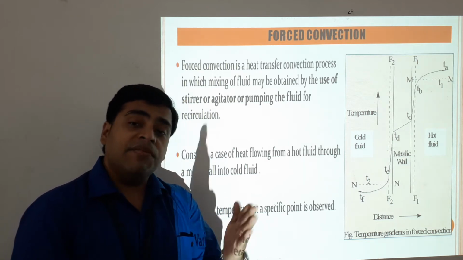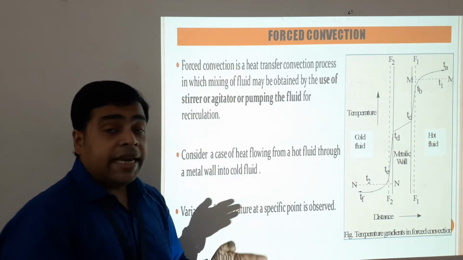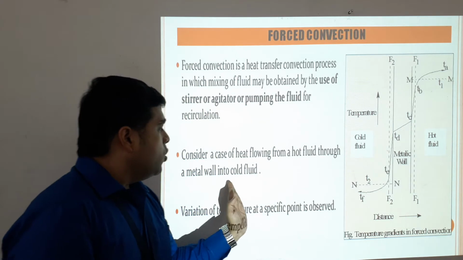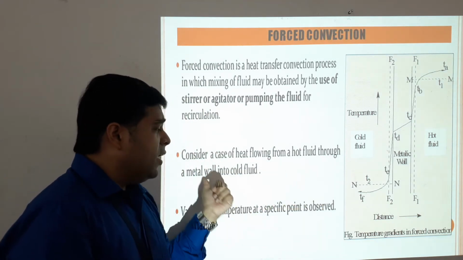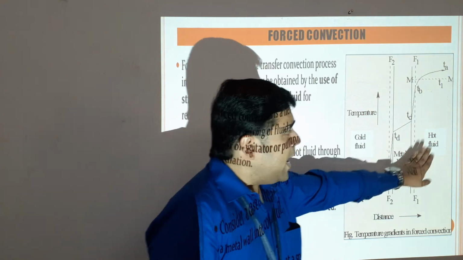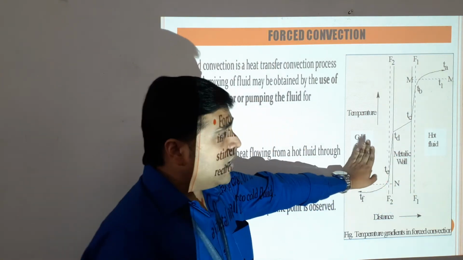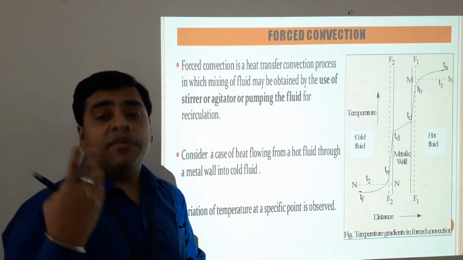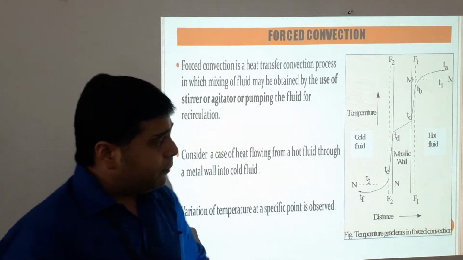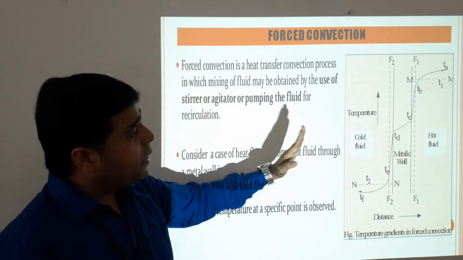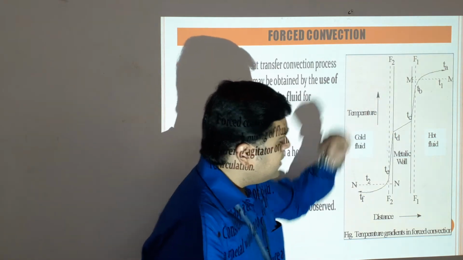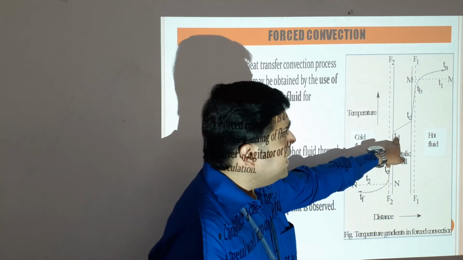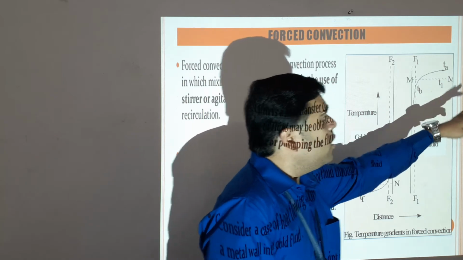So we consider a case of heat flowing from a hot fluid to a cold fluid through a metallic wall. So this is the metallic wall, and this side is the hot fluid and this is the cold fluid. So definitely the variation of temperature at different specific points will be observed, and this is given in this diagram. If you check the diagram properly, the temperature is increasing on this side, and there are different points like T2, then TE, then TD, then TD1, that is TB, T1, TA.